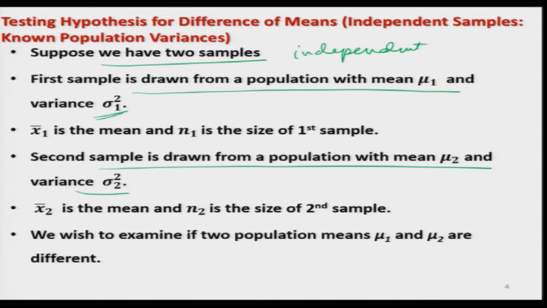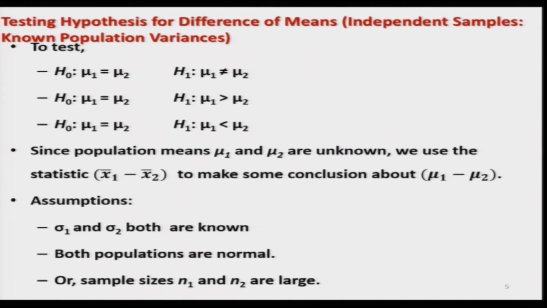Right. So what we try to do here is, from the first population we draw a sample of size n1, and from the second population we draw a sample of size n2. Based on these n1 and n2 observations, we compute the sample mean in the respective sample. The sample mean in the first sample is indicated by x1 bar, and in the second sample the sample mean is indicated by x2 bar, right. And we wish to examine if the two population means mu1 and mu2 are the same or they are different, right. So now I can translate this requirement in terms of the null hypothesis and alternative hypothesis.